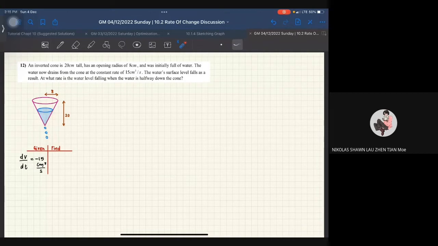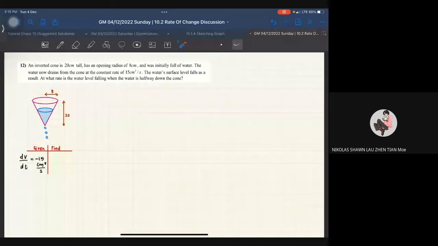Okay, and then soalan tanya, at what rate is the water level falling? So kita tengok dekat sini penggunaan perkataan water level. So bila dia cakap water level, maksudnya this one refers to apa? Water level. H. H, exactly. Okay, so water level sebenarnya adalah berkaitan dengan H. So soalan minta kita cari sebenarnya adalah dH over dt sebab dia tanya what rate. Okay, so soalan minta dekat awak dH over dt.